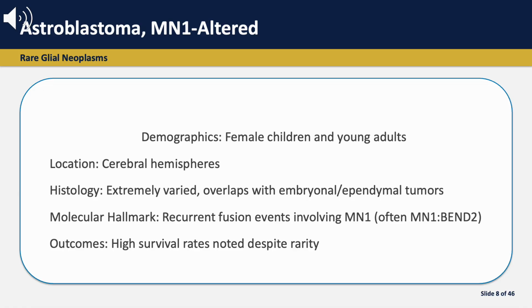Astroblastomas are rare glial neoplasms that typically arise in the cerebral hemispheres of female children and young adults. The histologic features of these entities are extremely varied and overlap with several different gliomas, embryonal tumors, and ependymal neoplasms. Nevertheless, they are characterized by recurrent fusion events involving MN1, often with BEND2 as its partner. Outcome data are limited given the rarity of these tumors. However, high survival rates have been noted.